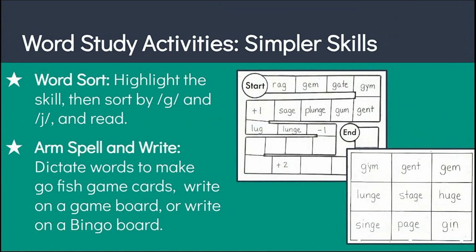For arm spelling and writing, you can dictate words to students to make Go Fish cards, or they can write the words on a blank game board or on a bingo board to play later. If you're working in a small group, students can take turns writing the words for the game cards or on the game board. If you're working one-on-one, the student and the teacher can take turns writing the words. For the bingo boards, each student will write their own words on their boards in an order of their choice.